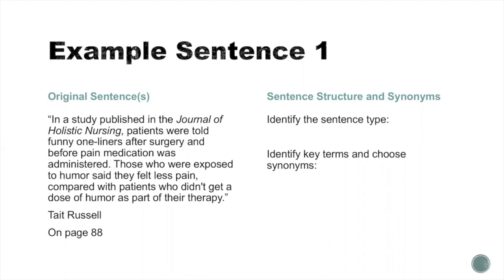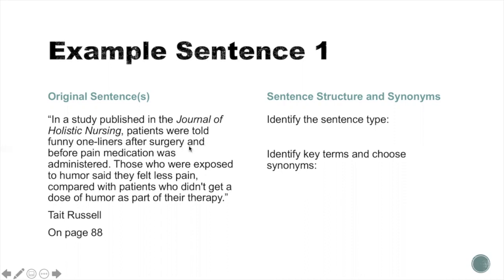Okay, so you probably noticed that we do have some of those words. We have after, right? And we have and, and we have before, but I don't see any of those words in the second sentence. So if you want to experiment with taking these words out and adding a period to see if it creates more than one sentence: In a study published in the Journal of Holistic Nursing, patients were told funny one-liners. The word surgery is not a complete idea, so this would be one complete idea, right? We're told funny one-liners after surgery, period.